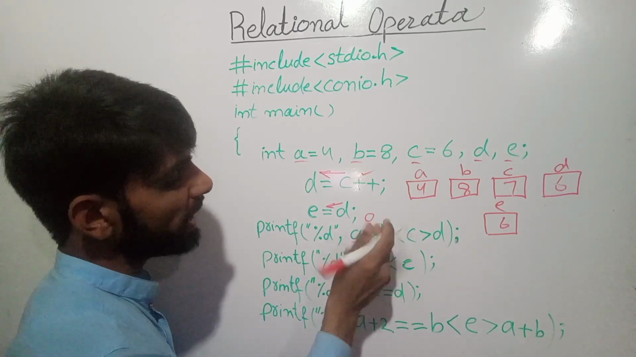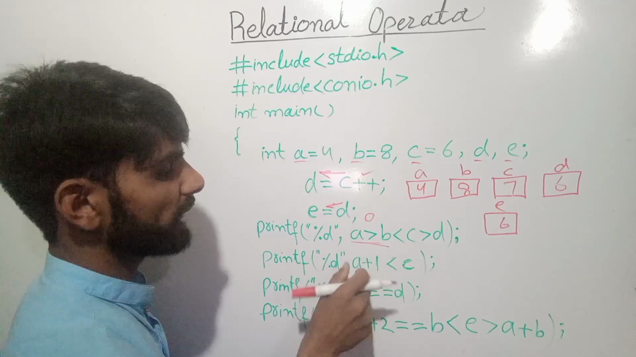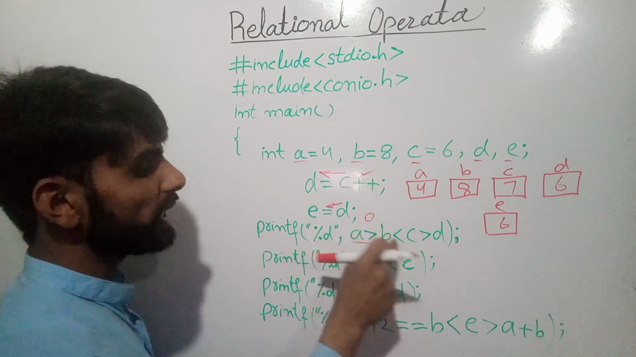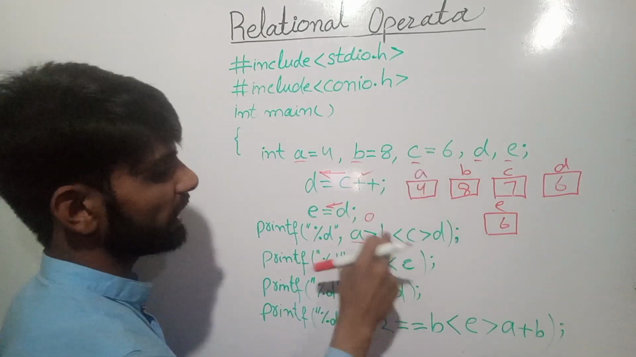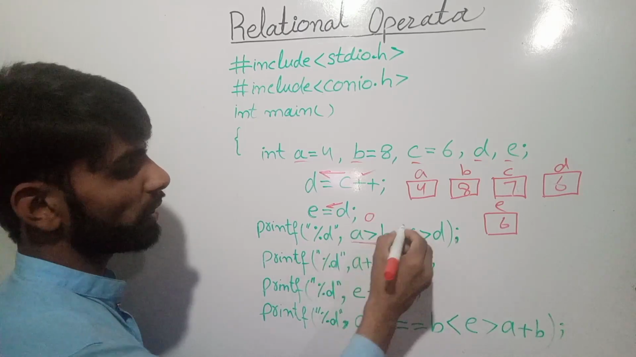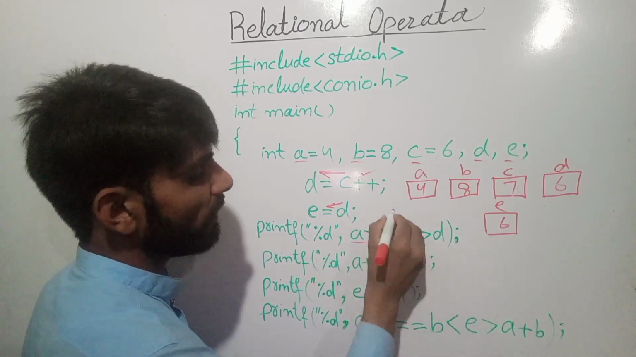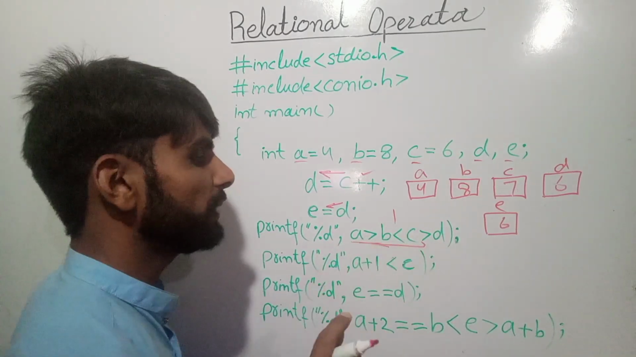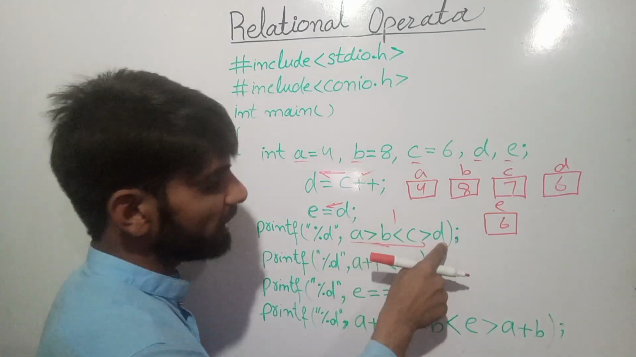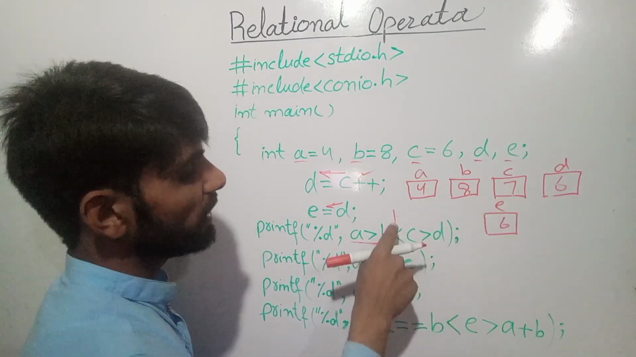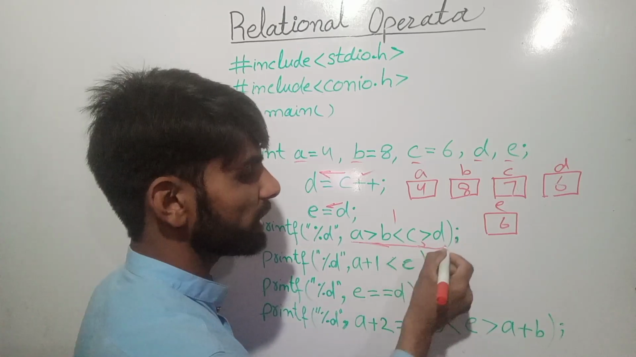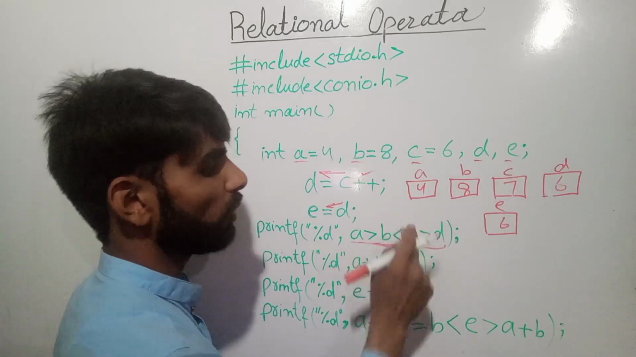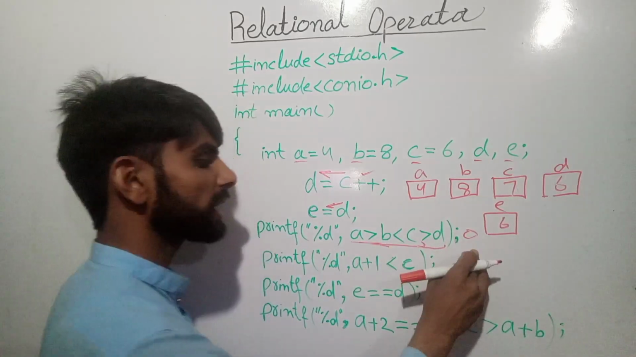After that we will compare these two operands: the first one is 0 and the second is c. 0 less than c, where c value is 6, that is a true condition. So in this case we will get 1 because the condition is true. Now this result and d will be compared: 1 greater than d, where d value is 6, that is a wrong condition. So in this case we get the final output 0, because the condition is false.